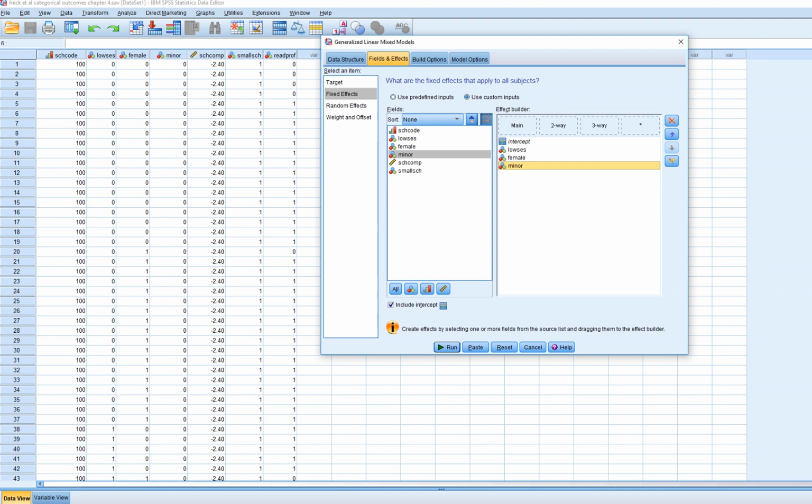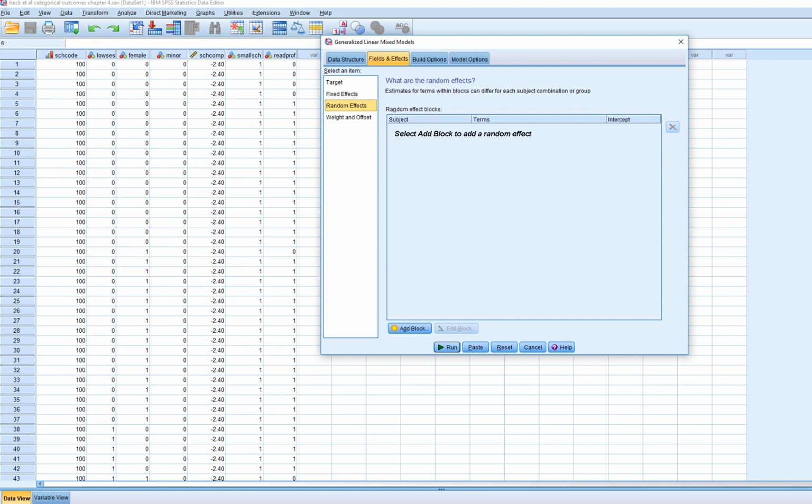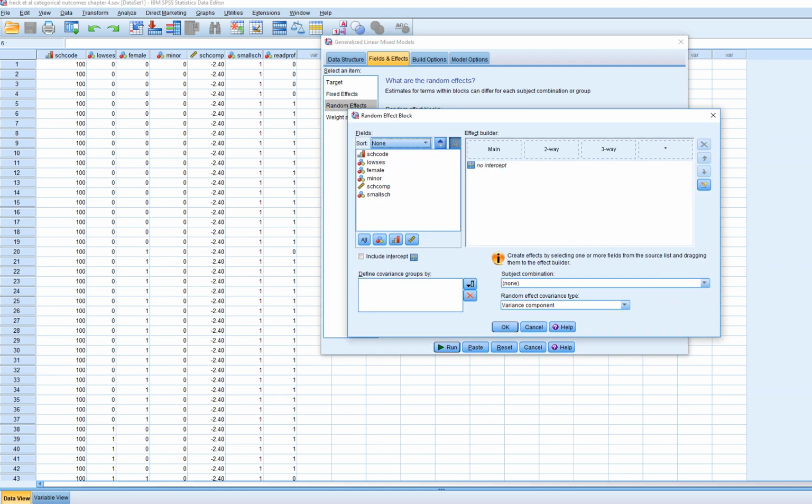So now when we interpret the intercept, we are essentially adjusting that for the presence of our predictors in the model. Next, we'll click on Random Effects and click on Add Block. And when we do this, we're going to want to be sure to include the intercept, because we're still going to allow for there to be between group variation in the intercepts, which are basically reflecting the proportion of students associated with the different schools. So that's the basic idea.